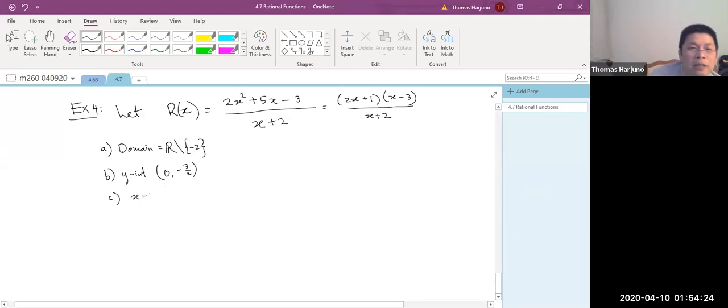How about the x-intercepts? That's (-1/2, 0) and (3, 0). So we have two x-intercepts here. How about the horizontal asymptote?